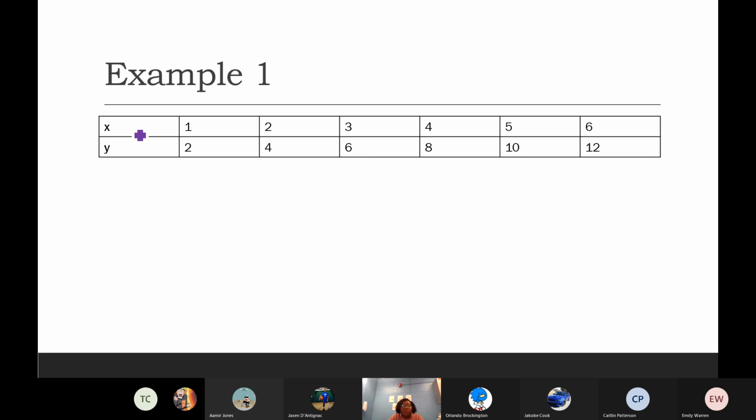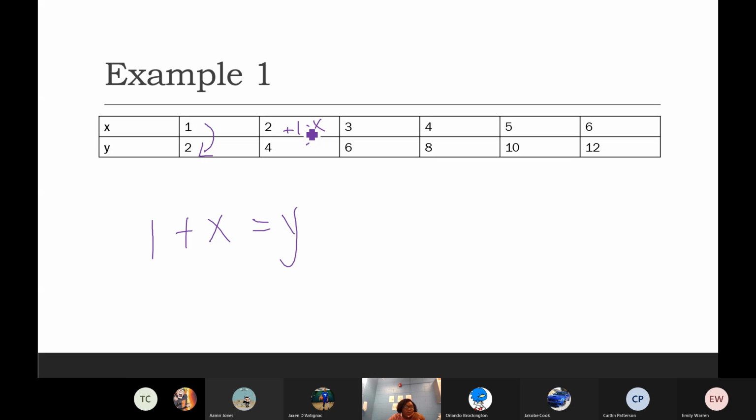We want to see how do we get to y? What are we doing with x to equal y? In other words, how did I get from 1 to 2? Could I just add 1? So that worked here, but will that work here? Is 2 plus 1 4? No. So that's not the rule.